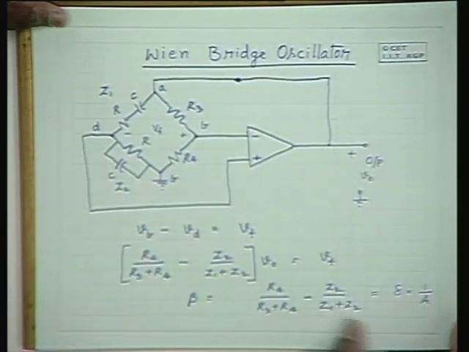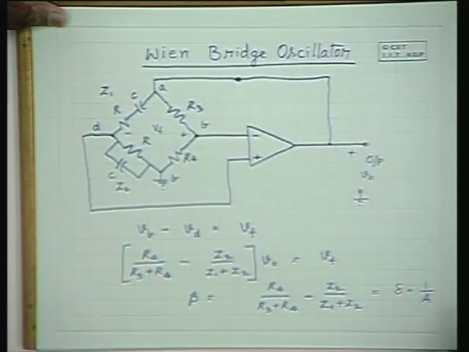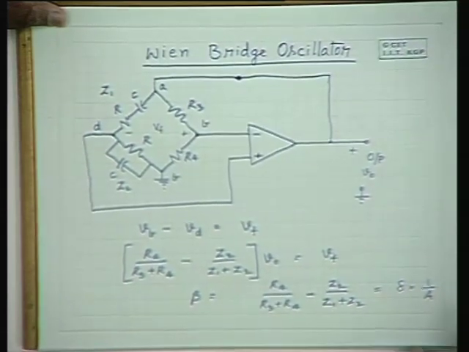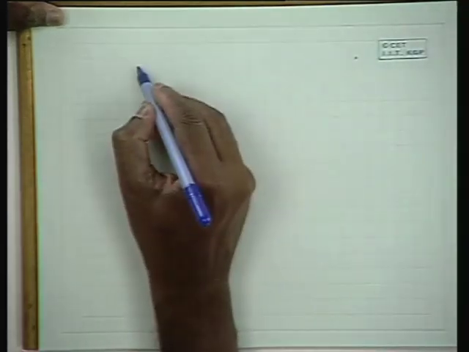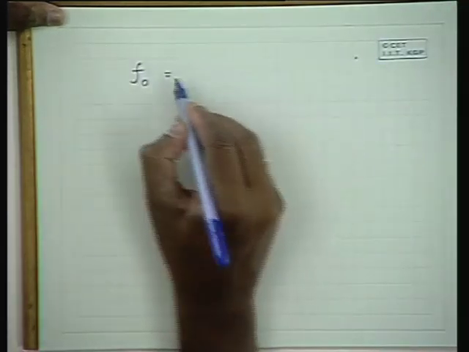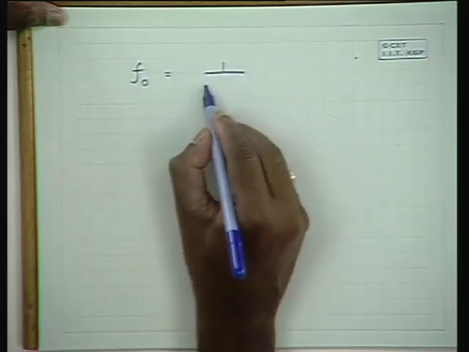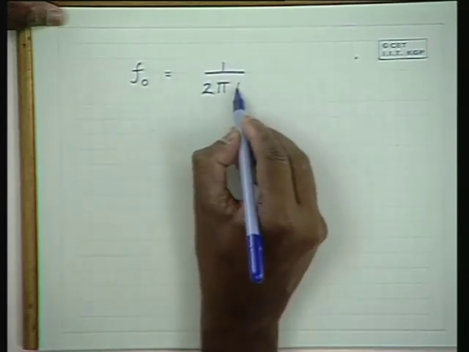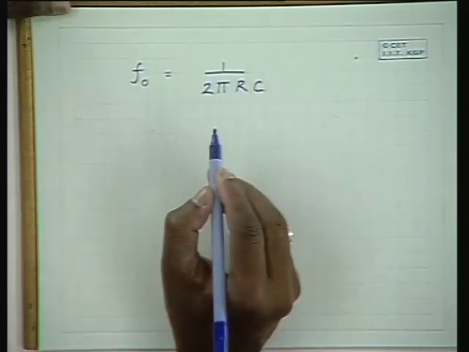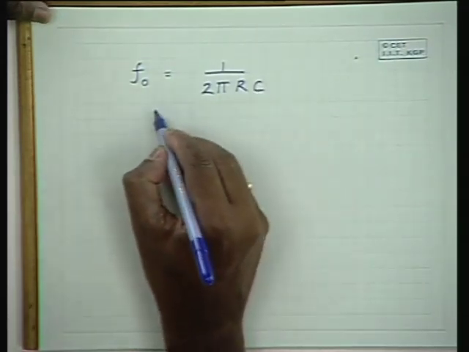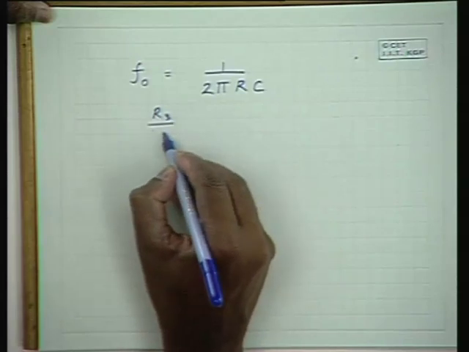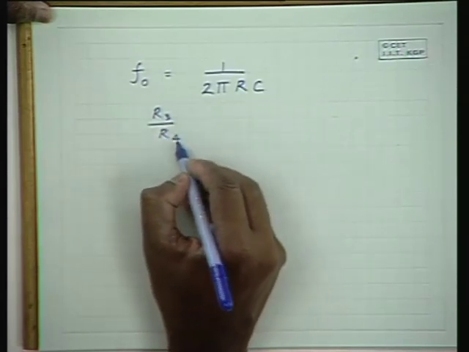Now from this expression, if you equate these two impedances and find an expression for the null condition, you will find that the frequency of operation is equal to 1 by 2 pi RC, and there is another condition, that is R3 by R4 is equal to 2.